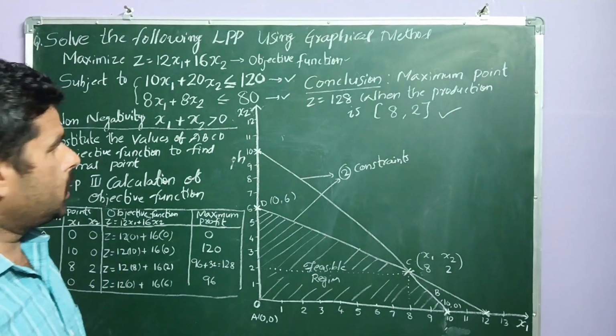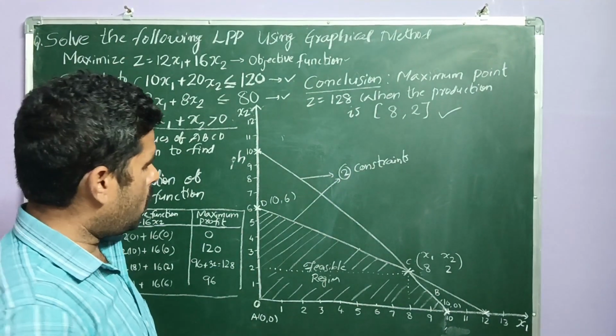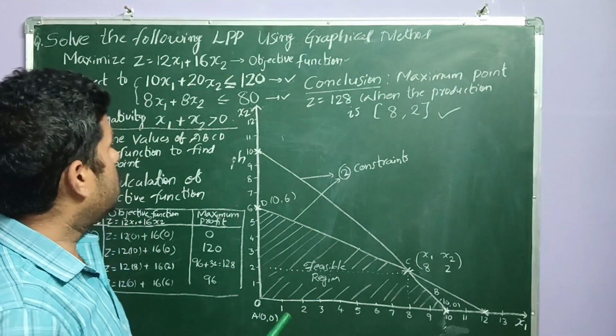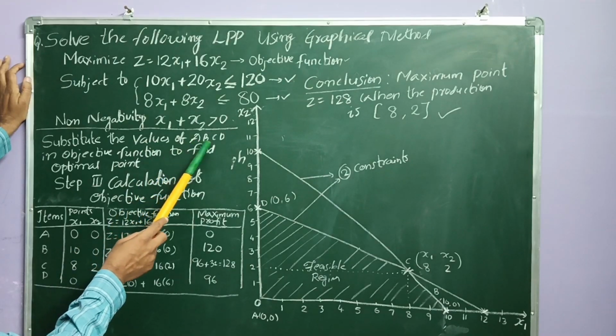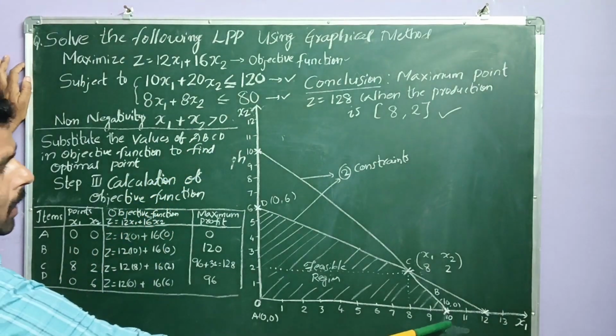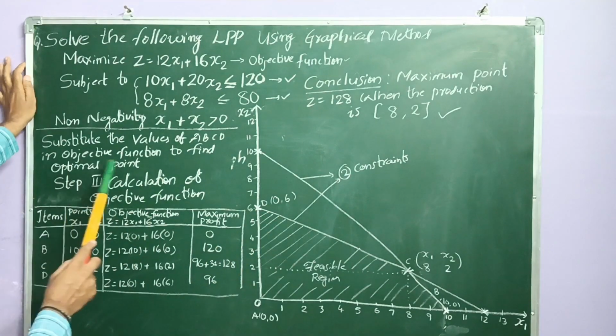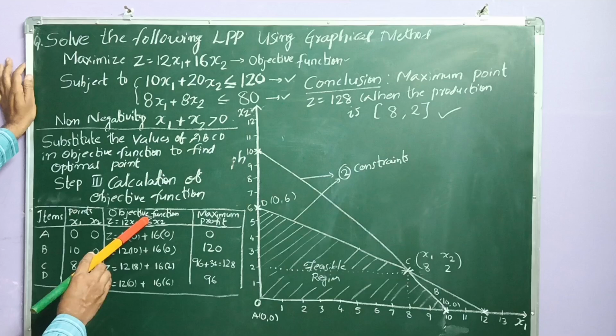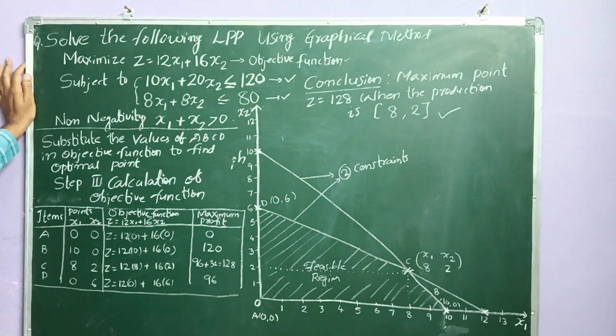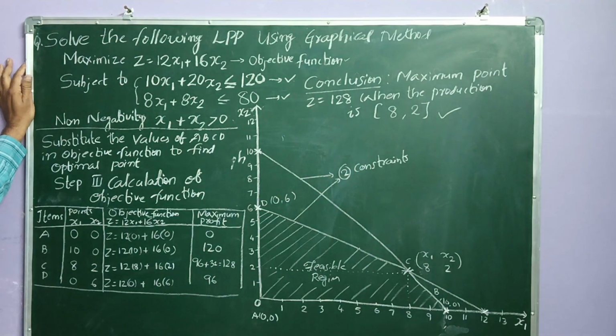In step number 3, you listen carefully. See, in step number 2, we got these corner points of the graph. Then next, in step number 4, simply we have to write here: substitute the values of A, B, C, D, which we got, in the objective function to find the optimal point. So here, that is step number 3, calculation of the objective function. We have to create one table. In the table: items, points, objective function, maximum profit. The items are A, B, C, D. The points we already did in step number 1; the points are x1 and x2.